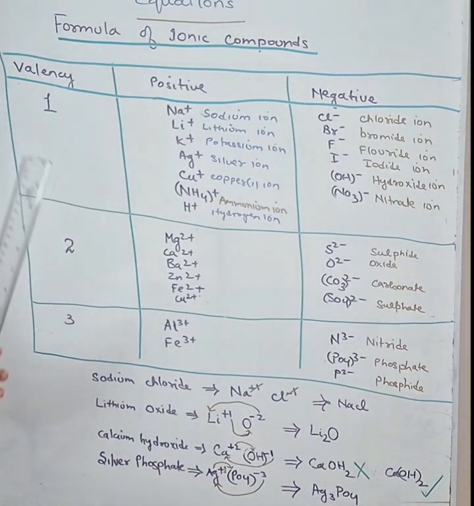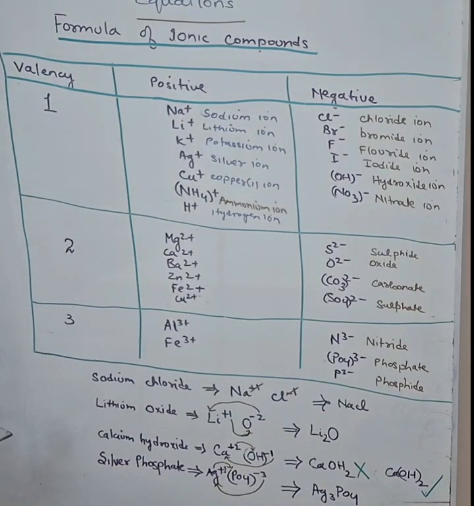The only thing you need to understand is the exchange of valency for making the formula of an ionic compound. If you understand this exchange concept, then you will understand the formula making.